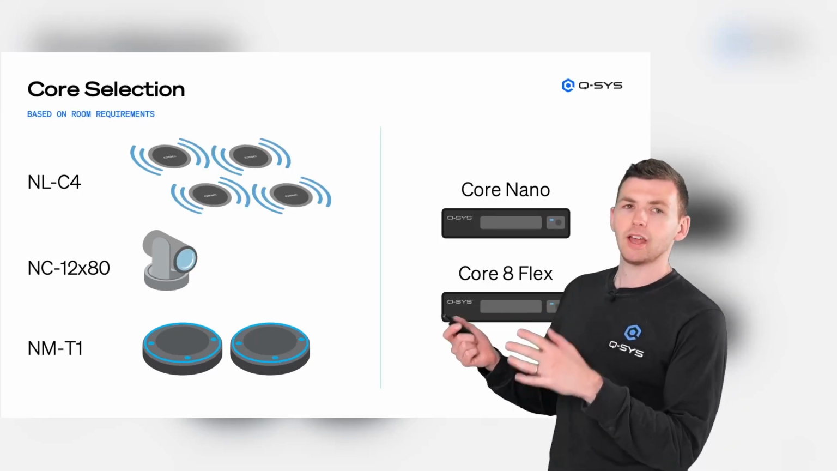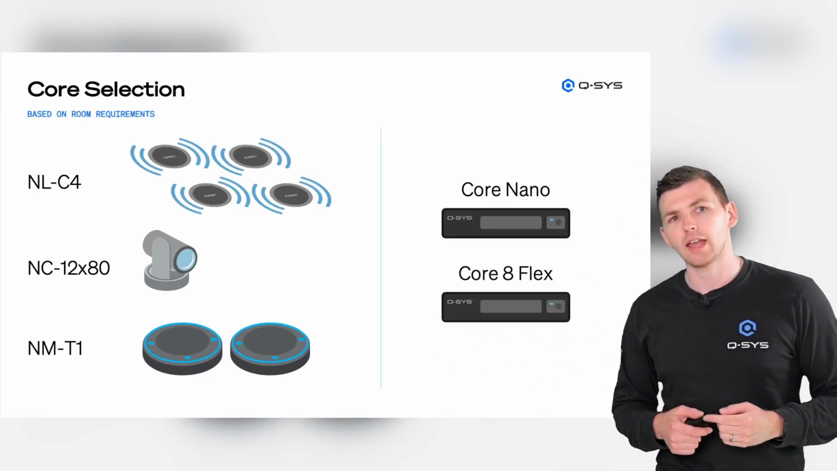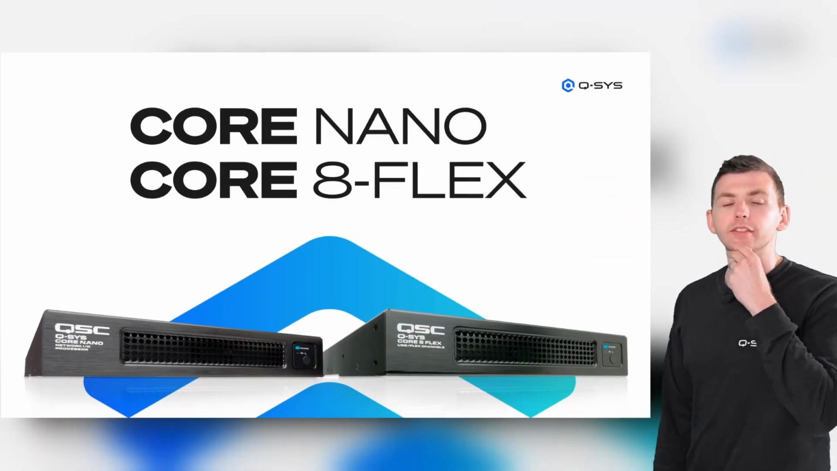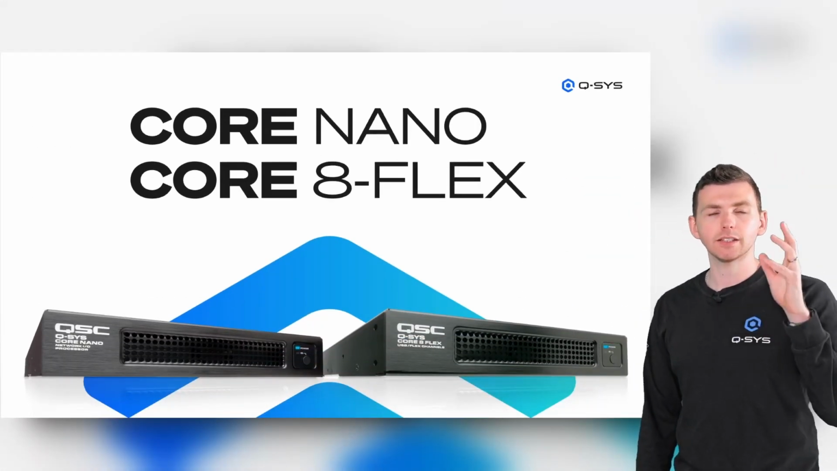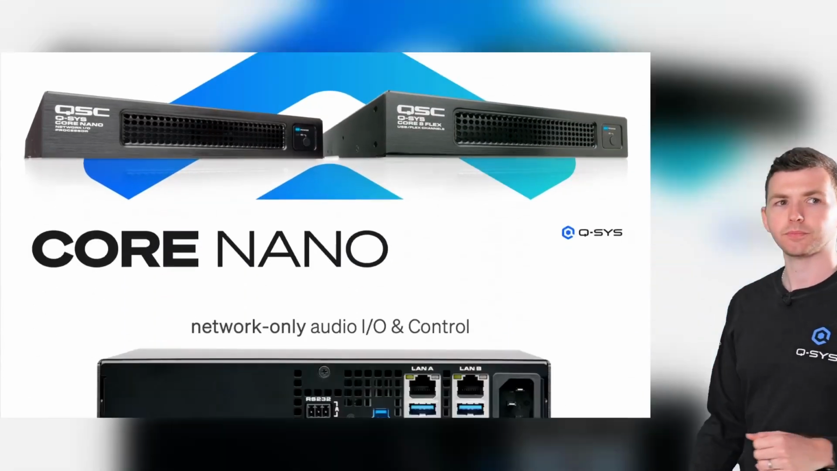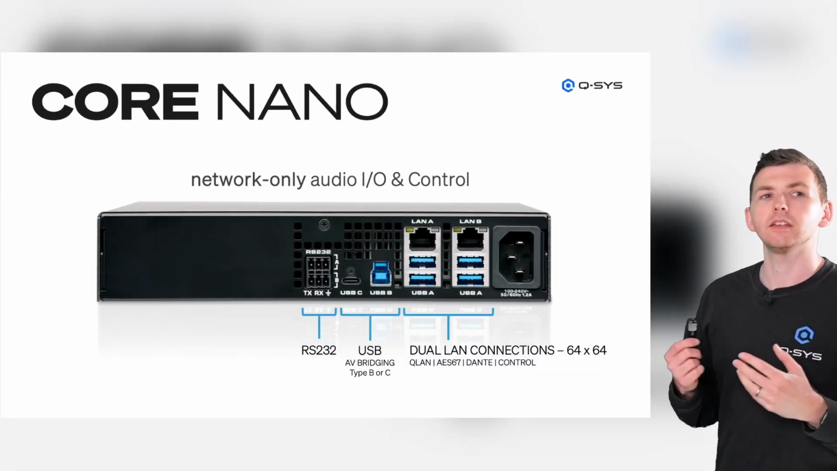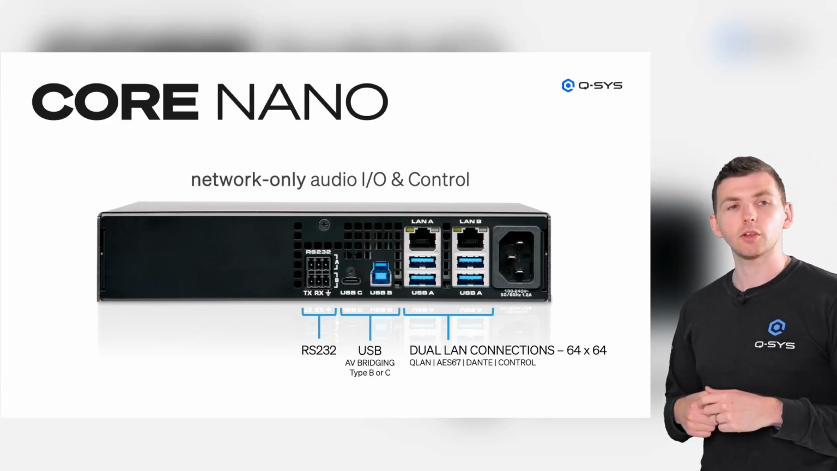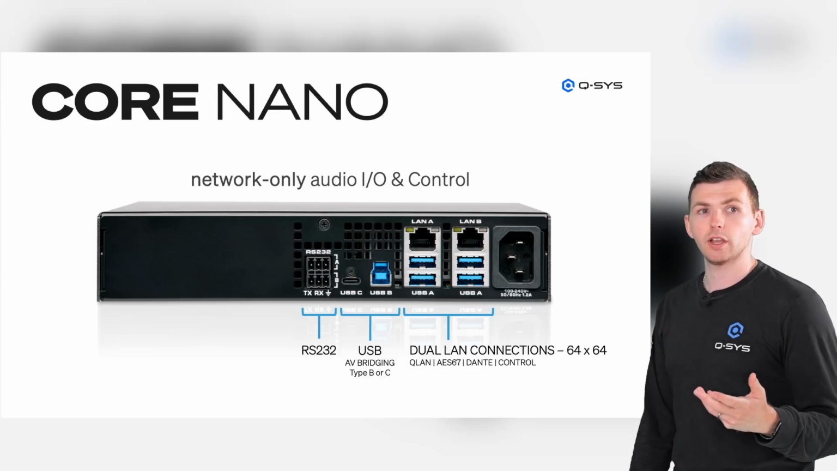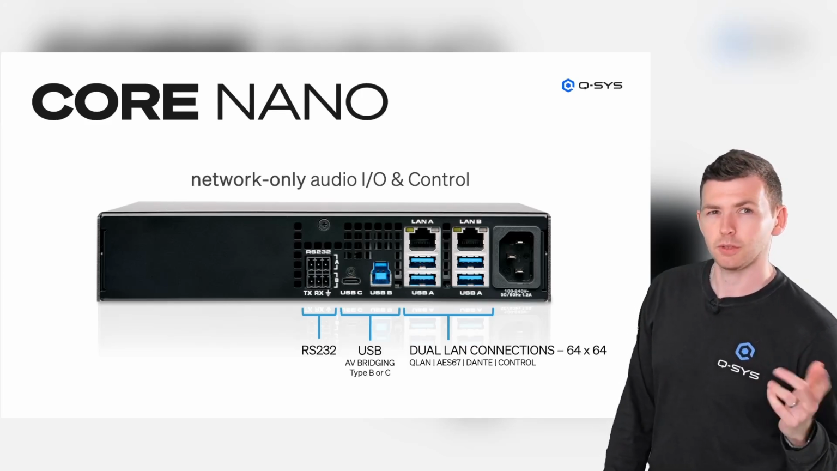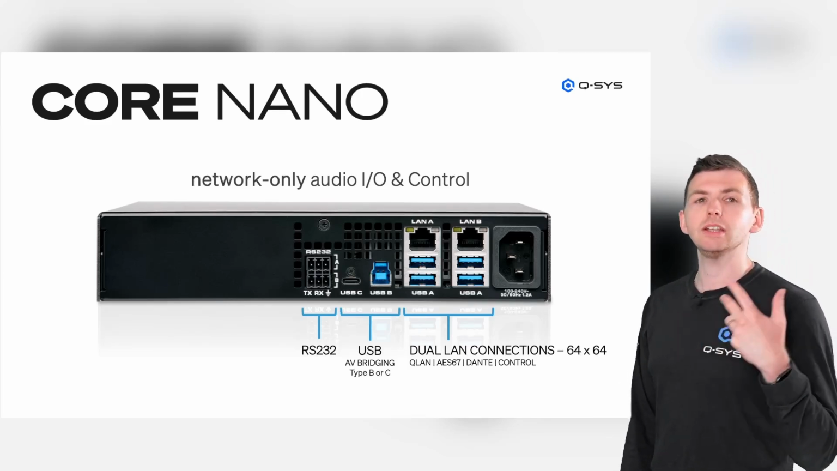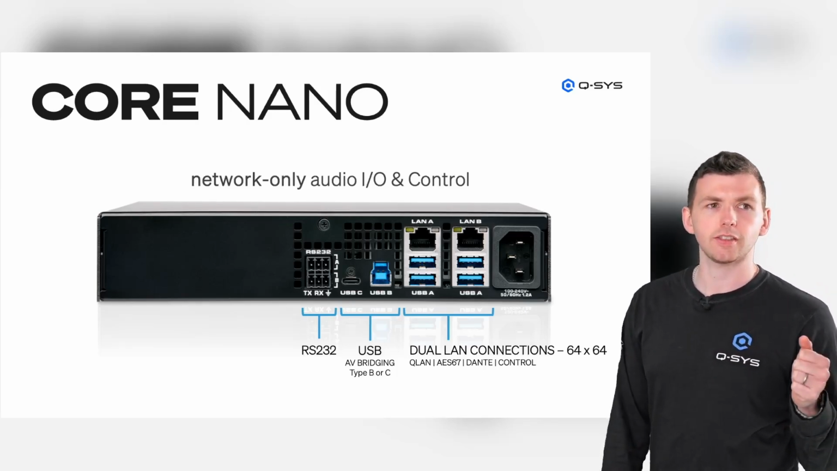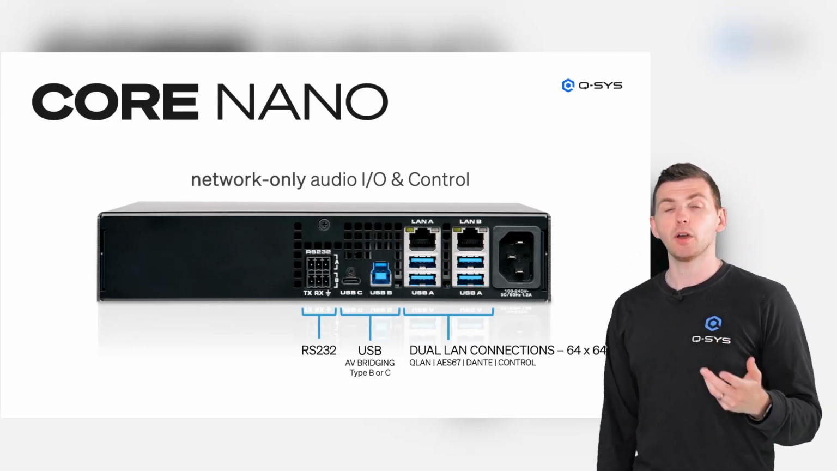We've done our peripherals, now it's time to have a look at the core that can run them. So, Core Nano, Core 8 Flex. Well, these are very, very similar, all right? Let's start with the Core Nano. Core Nano here, this is for network-only audio I/O and control on the back. So if you don't have a need for analog audio, kind of like the room we just looked at, right? We don't really need it. And you don't need something like GPIO or connections to LEDs, switches, things like that. This is going to be a really perfect option, okay?